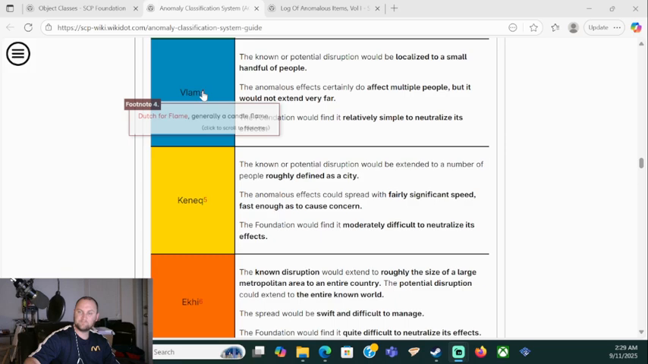Disruption class Vlam. Dutch for flame, generally a candle flame. The known or potential disruption would be localized to a small handful of people. The anomalous effects certainly do affect multiple people, but it would not extend very far. Foundation would find it relatively simple to neutralize its effects.